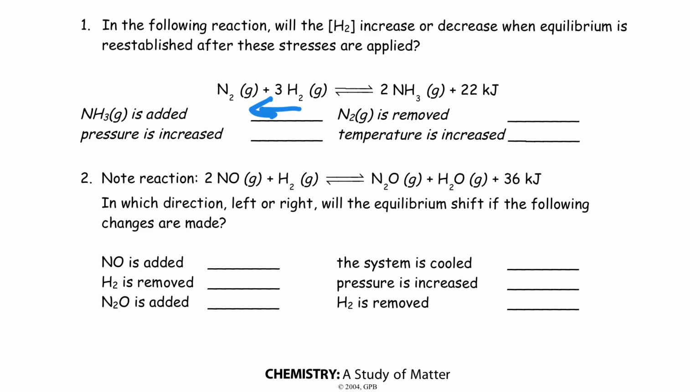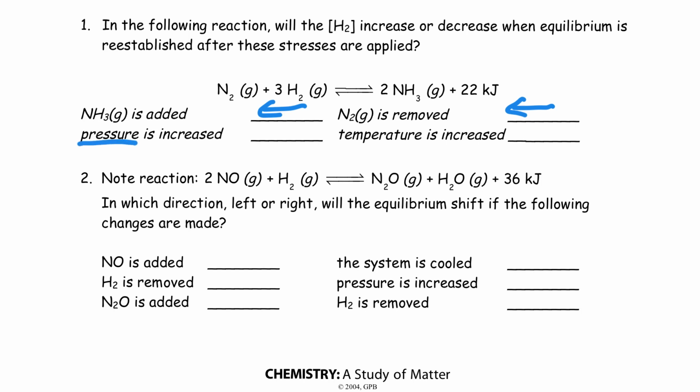Let's look at the top right one. If we remove N2, if we take away N2, there's not as much N2. It's going to go toward what we take away. So once again, it's going to go toward the left to replace what we took away until it reaches equilibrium again.